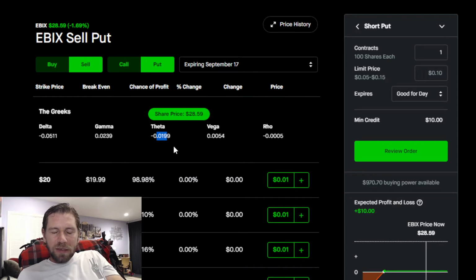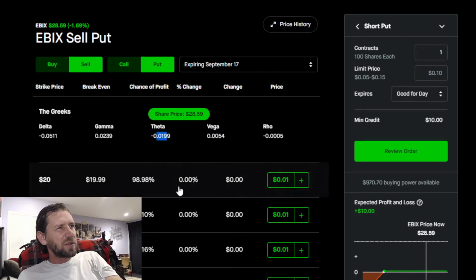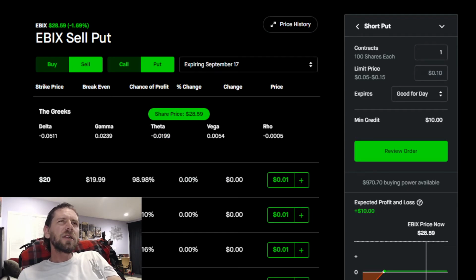Which means that if you had, let's say, $10,000, you could theoretically be making $2 times, what is it? How many contracts? 4 contracts. So you can be making $8 a day if you had $10,000 by selling options like these. Let's take a look at some other examples.